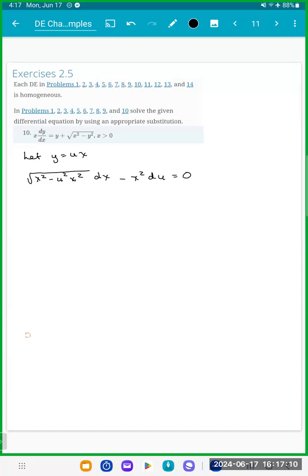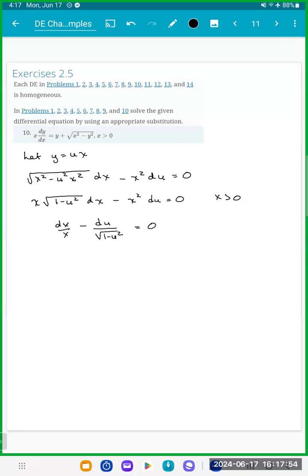We could simplify this a little bit. You could see each of these terms have an x squared, so we could pull one of those out, and that's going to leave us with 1 minus u squared under the radical dx minus x squared du equal to 0, keeping in mind that x has to be greater than 0. Okay? So dx over x minus du over the square root of 1 minus u squared is equal to 0.